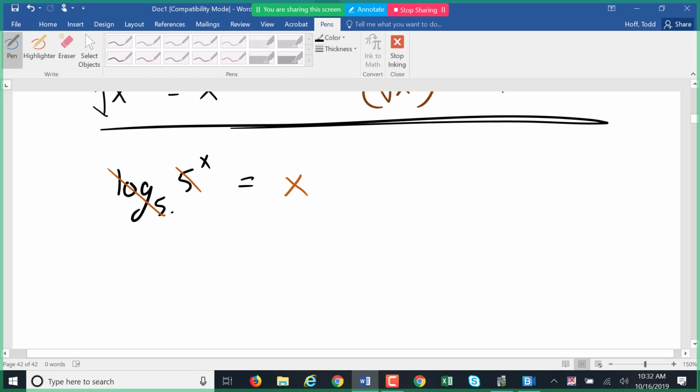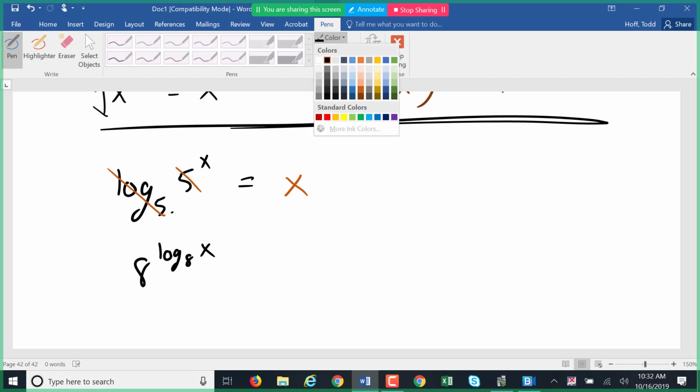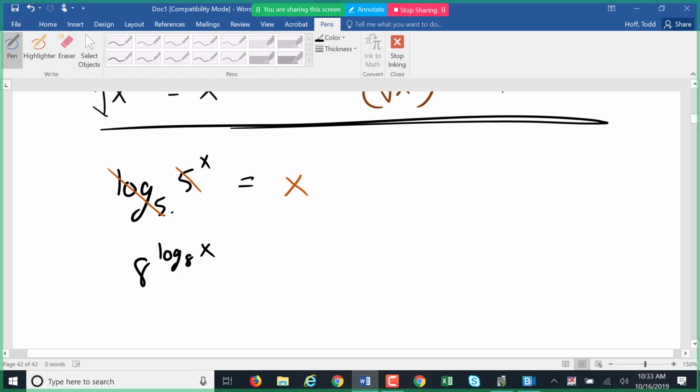Or likewise, we might have 8 to the power of log base 8 of x. The 8 to the power of and the log base 8, once again, cancel out. That leaves us with just x.